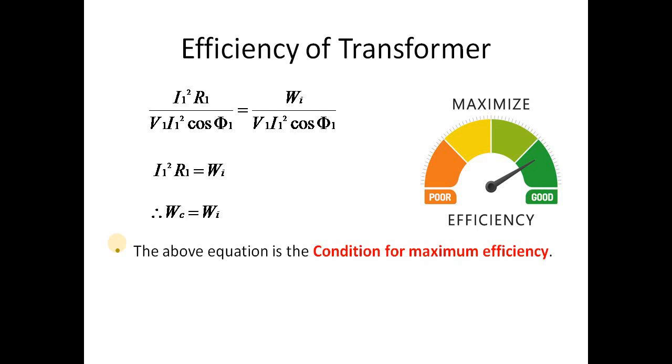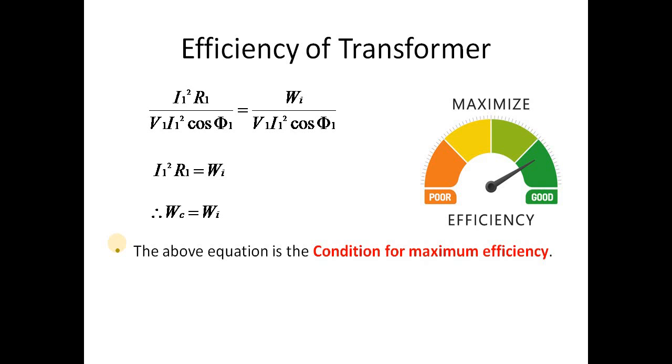So if they ask to derive the equation for the maximum efficiency condition, then starting from the efficiency, equals output power by input power, till this point you need to derive. Sometimes they will ask to derive the expression for the efficiency at any load and any power factor. For that, starting from the definition of efficiency, we need to derive till this, and then we continue further.